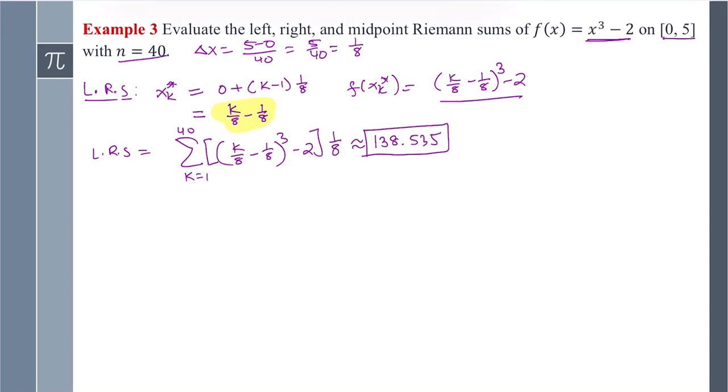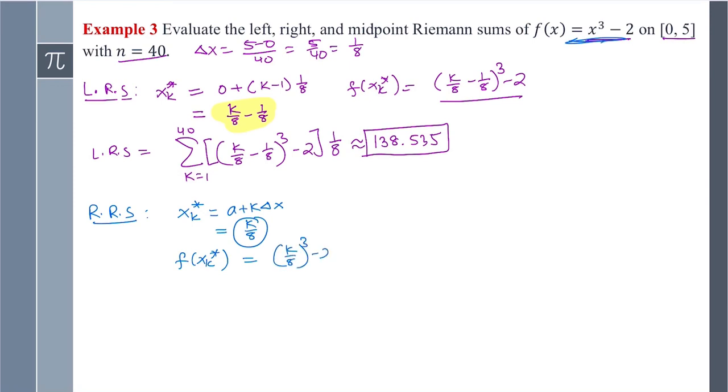Now let's go ahead and do the right Riemann sum. For the right Riemann sum, x sub k star, the point that determines the height of the rectangle, is given by a plus k times delta x. So a is 0, k is k, delta x is 1/8, so k times 1/8 is just k over 8. Now f of x sub k star, we'll put it into our function, so it is k over 8 cubed minus 2.